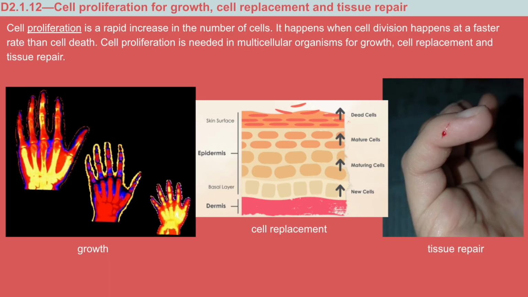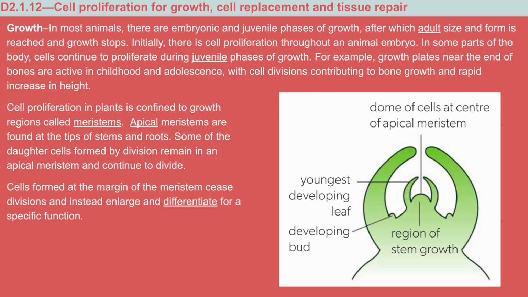All right, cell proliferation is a rapid increase in the number of cells. This happens when cell division happens at a faster rate than cell death, and this is needed for growth, cell replacement, and tissue repair. Okay, so in most animals, we have embryonic and juvenile phases of growth, after which adult size is reached, growth usually stops. Okay, in some parts of the body, those cells continue to proliferate during juvenile phases of growth. For example, growth plates near the end of bones are active in childhood and adolescence. Cell divisions contribute to bone growth and rapid increase in height.